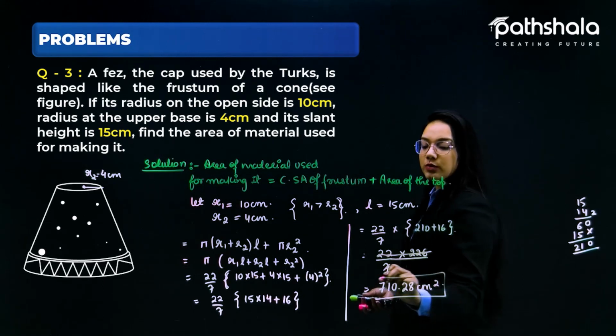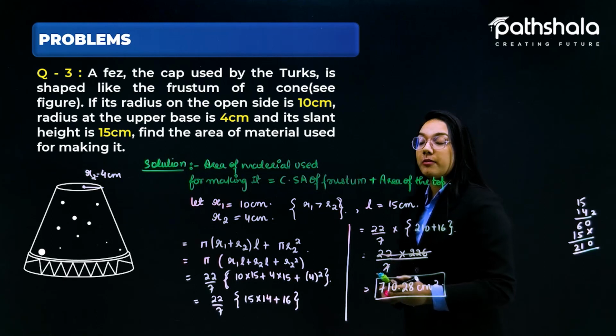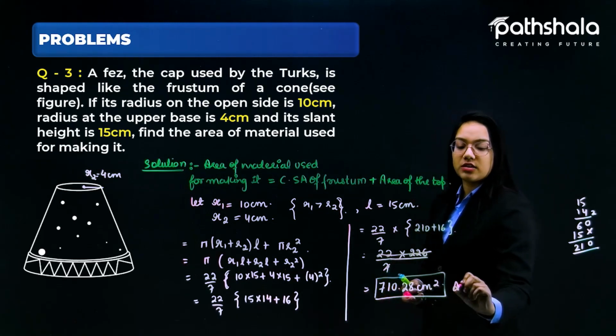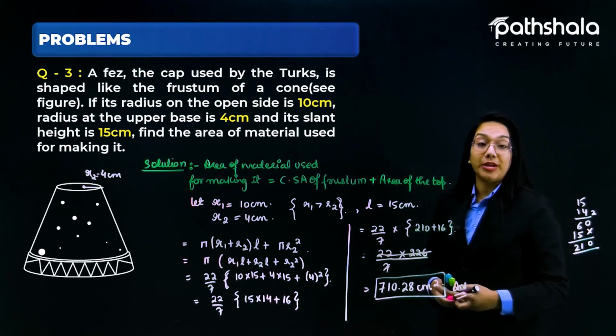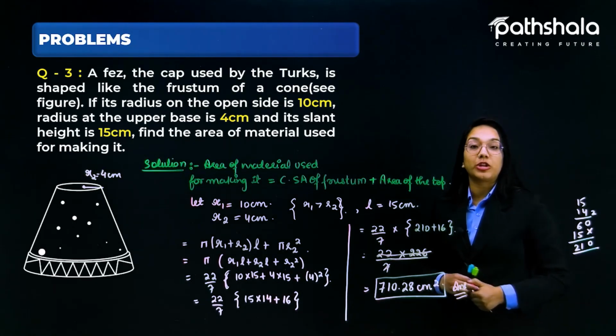centimeters square, because we are finding the area of the material used for making it. So the answer for this one should be 710.28 centimeter square. This is the answer for question number 3.